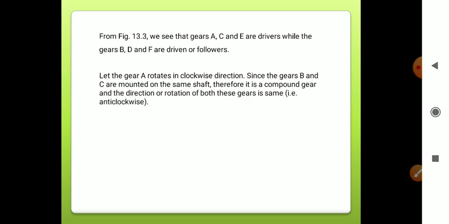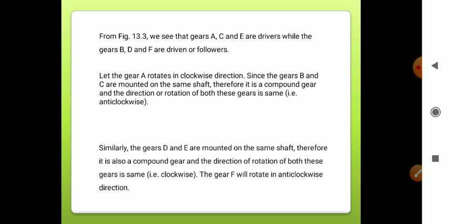That means gear A rotates in clockwise direction and gears B and C rotate in anti-clockwise direction. Similarly, the gears D and E are mounted on the same shaft, so the compound gear will be there. Therefore it is also a compound gear and the direction of rotation of both these gears is the same.